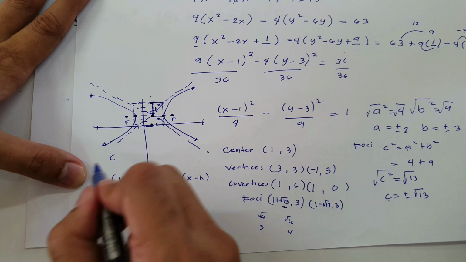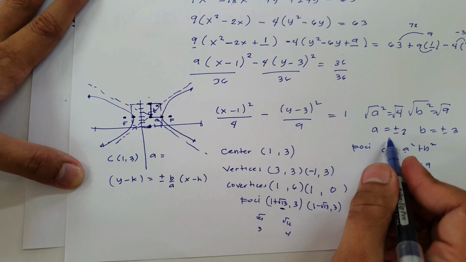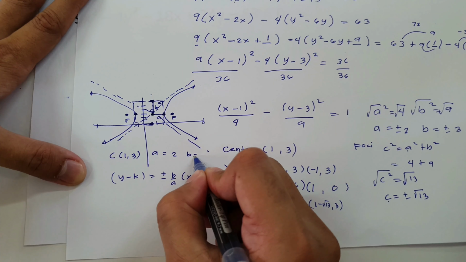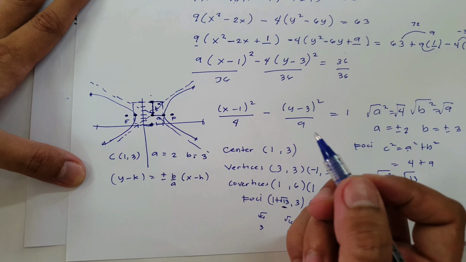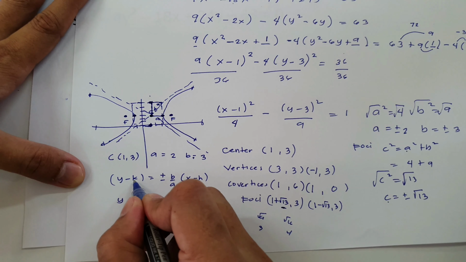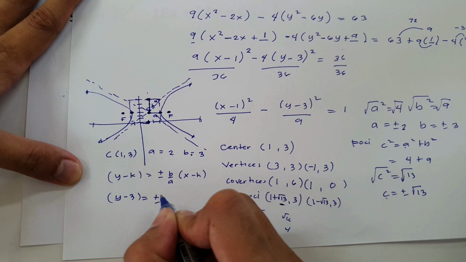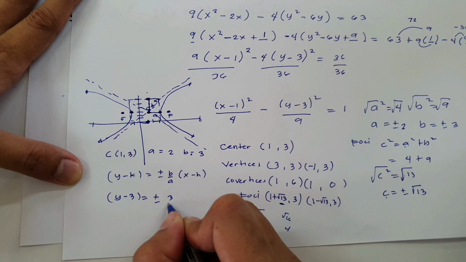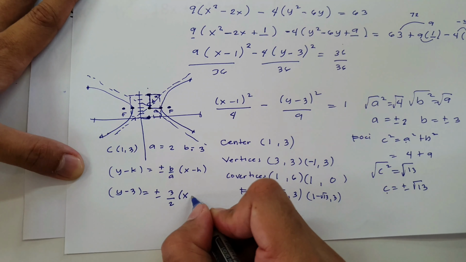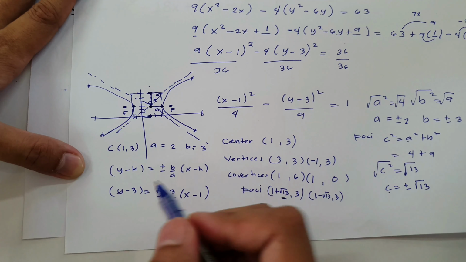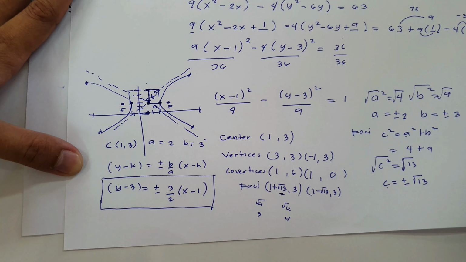Our center here is (1, 3). The value of a is positive 2 and the value of b is positive 3. Therefore, y minus 3 equals plus or minus 3 over 2 times x minus 1. So this will be our standard form, or the equation of our asymptotes.